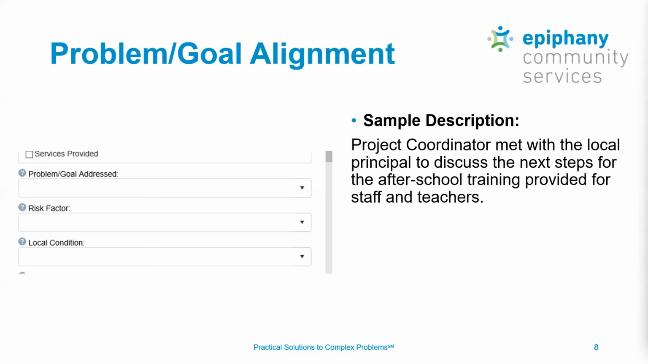But when it comes to the problem goal alignment, the reason we had an issue with this sample description was because it didn't really say what problem or goal was being addressed. They put it under tobacco and we didn't quite understand why. So we had to unfortunately mark it as needs attention and say, please clarify in your description what problem goal this is working towards. And that's okay.